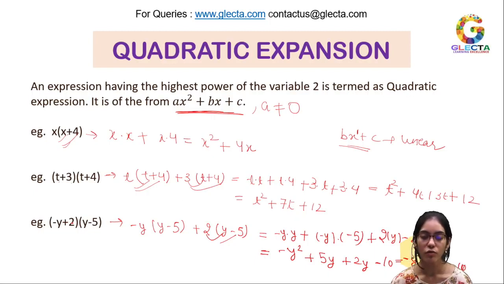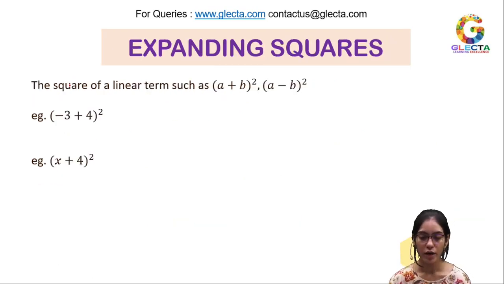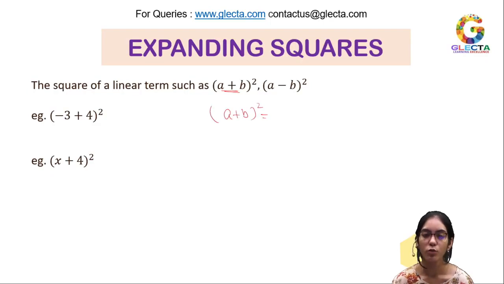So the expansion of the product of these two linear terms results in this quadratic term. Let's suppose we are again provided with the same linear terms. See, as we are given here a plus b whole square. What do we mean by square? It means that we are multiplying it twice. So this again we can solve, a with the other bracket and then b with the other bracket. So it will be a plus b into a plus b.